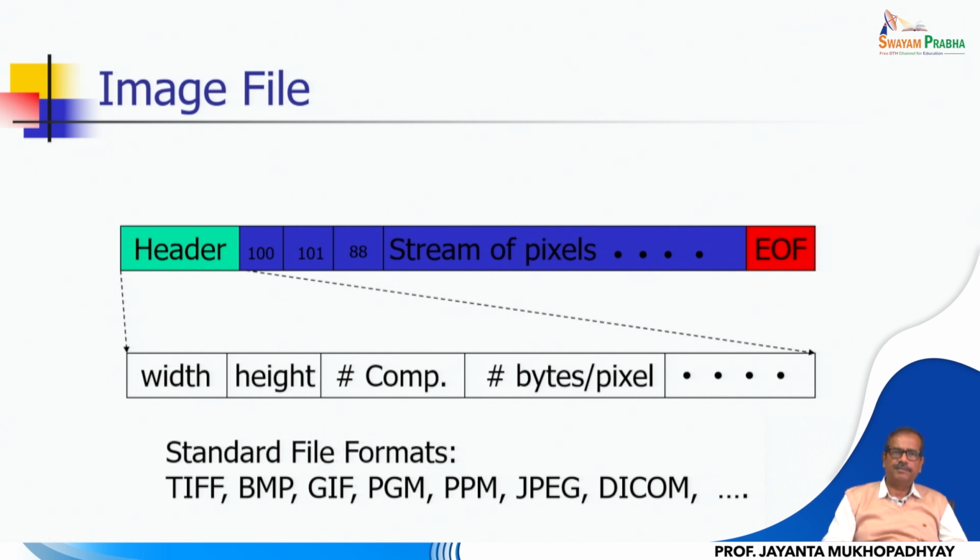There are various standard file formats which are available, which are proposed by different international bodies and used in different applications. Say TIFF, BMP, GIF, PGM, PPM, JPEG. JPEG is a format for compression standard. DICOM is a standard for representing medical images. So different such formats are available. But once you know that format, because they are all standards and their documents are available, given a file in that format, you should be able to extract the image.